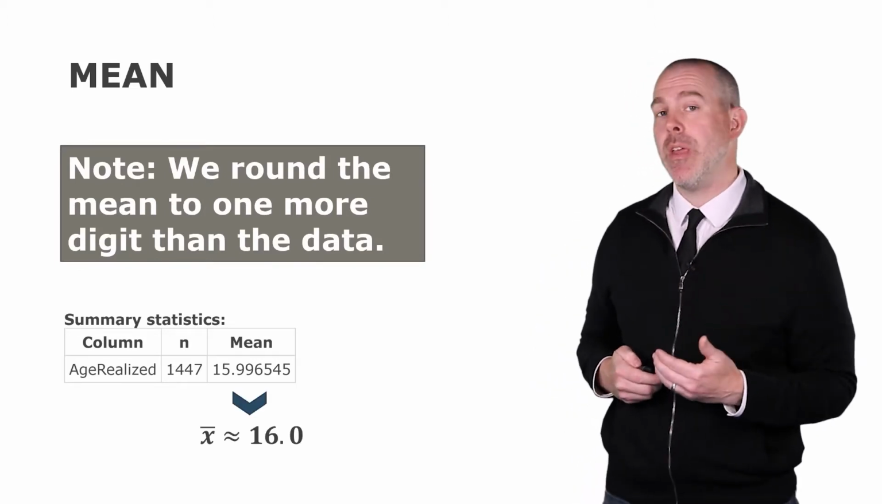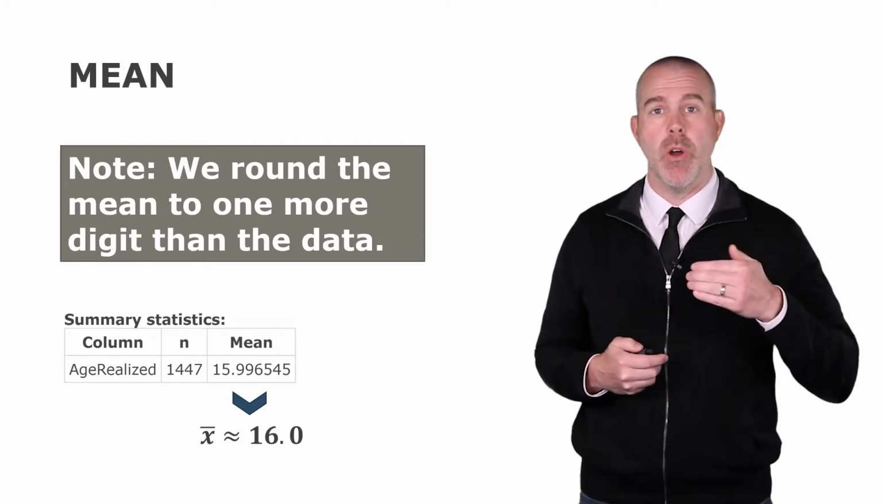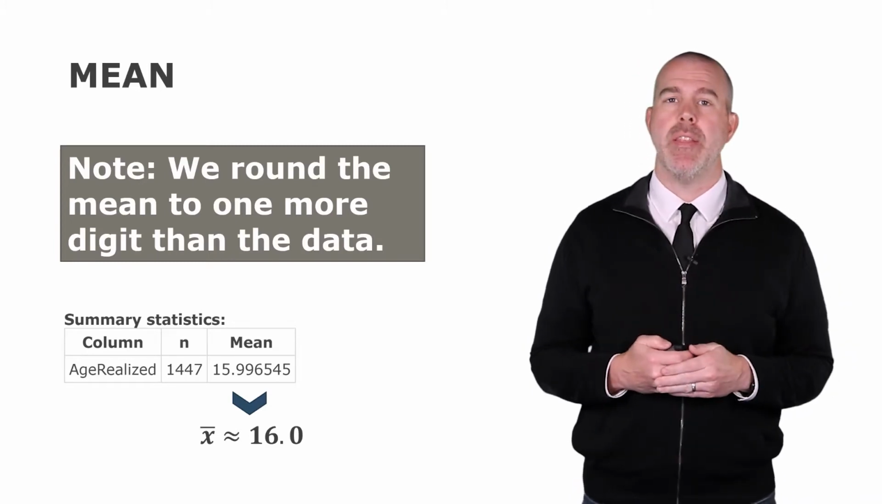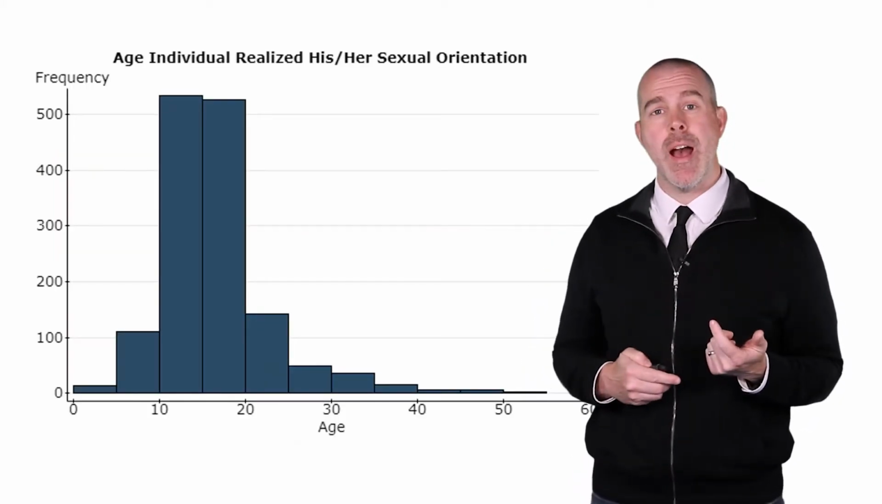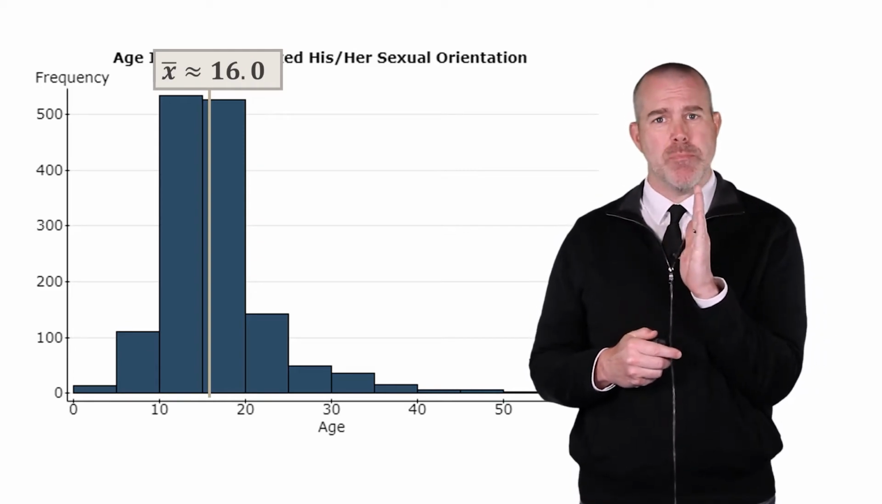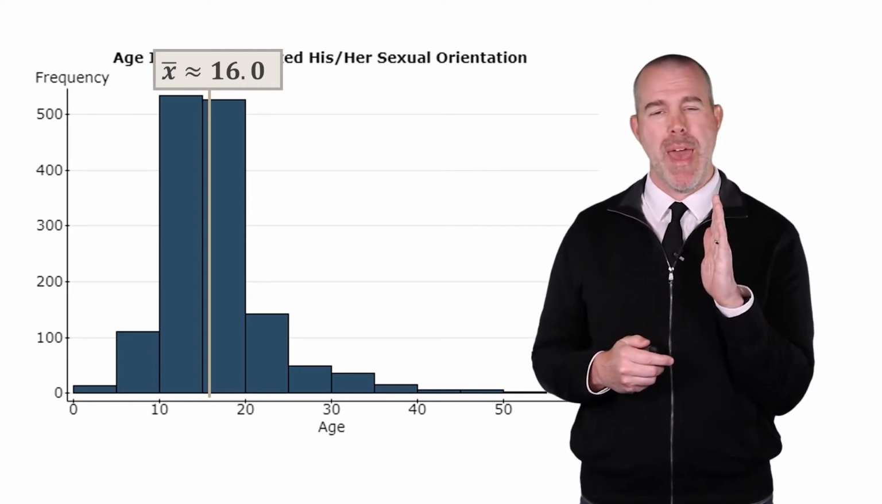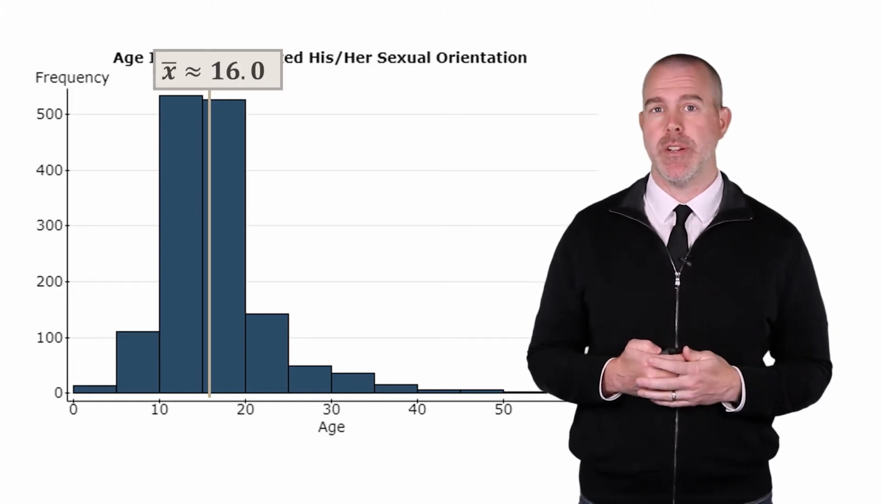In this case, that would mean that the sample mean, x bar, would be about 16.0, one more digit than the original data. And you can see that here I have a histogram, and that 16.0 is actually the balance point. That's what the mean is. It's where it would balance. It's kind of like the center of mass if you had physical objects here.